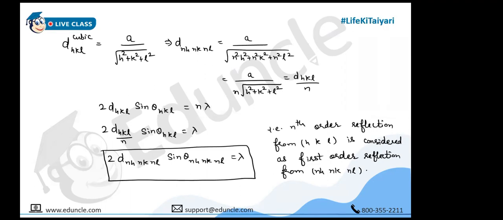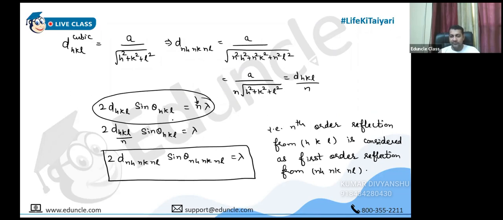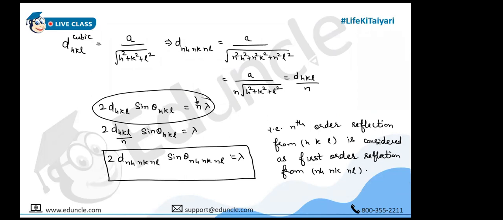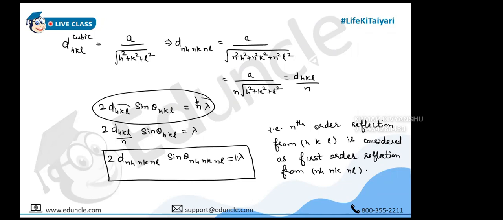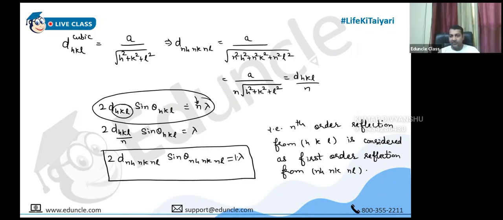Sir, what is the nth order reflection from HKL? This is called nth order. This is called order of reflection. Here N is missing, so it means it is 1. This reflection was from HKL and order was N. This reflection is from NH, NK, NL and order is 1. Now read that statement that I have written.